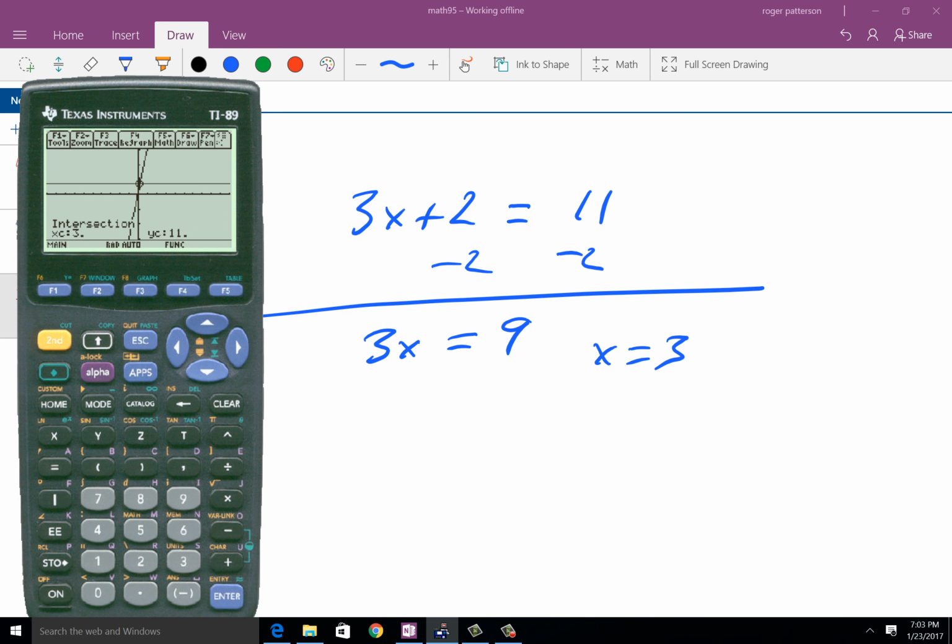It's busy. There it goes. 3. Not earth-shattering. It's 3. Alright? And then to make the table, there it is. At 3. They're both 11. That's how it works. Okay? Let's do a couple more. I know you're getting kind of anxious here. Let's do a couple more.